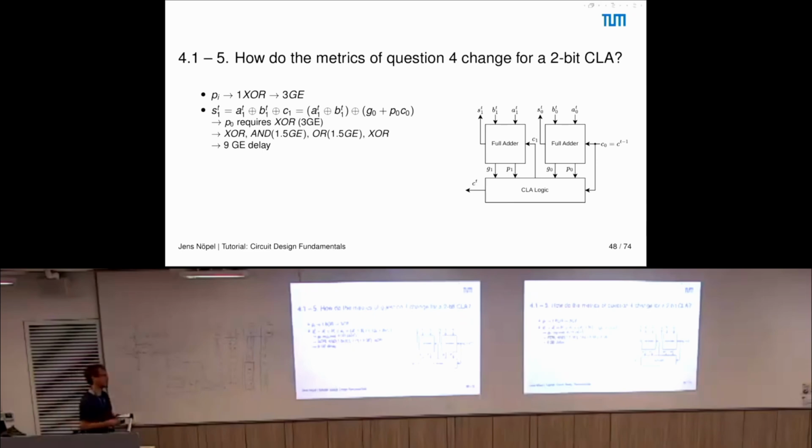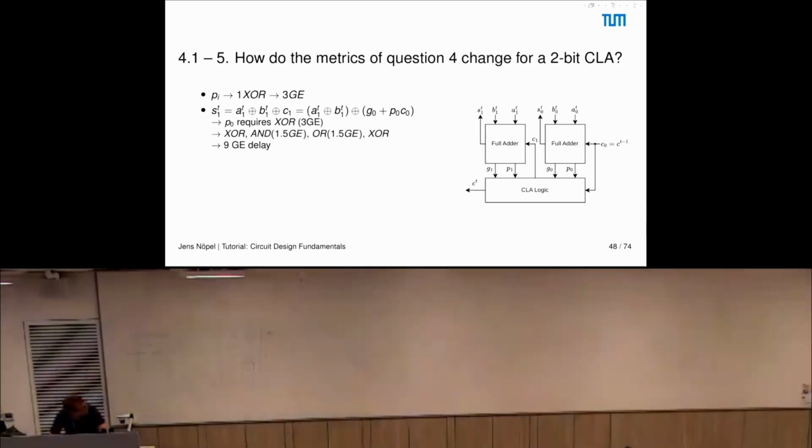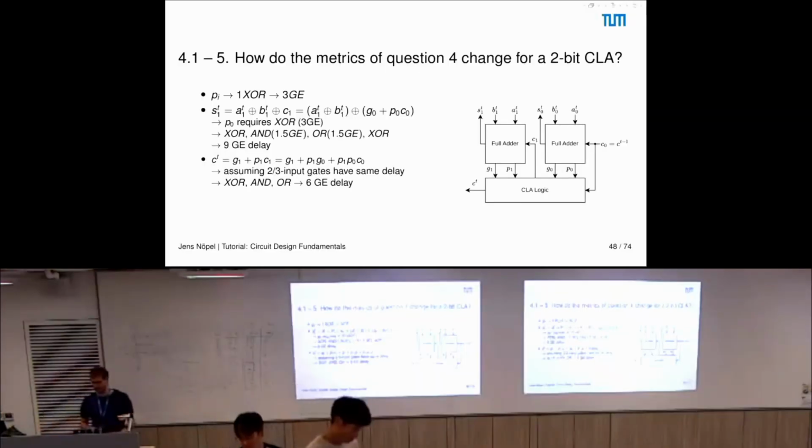First thing is to think about how you calculate the carry out and come up with a formula for that. Depending on the formula, you can think of how many gates you need to realize it and then come to your result. So another 3 to 4 minutes for this one. All right, then let's continue.